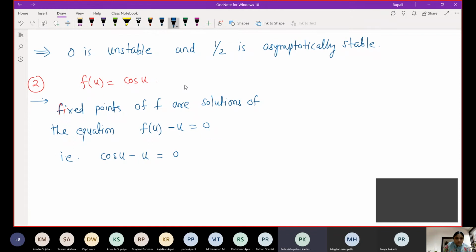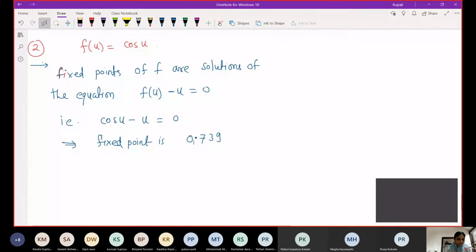Yes. If I want to find fixed points of f, it means f(u) is equal to u, so it must satisfy cos u is equal to u. So the points u which satisfy cos u is equal to u. If I solve this with numerical analysis, this gives me the fixed point 0.739. Using numerical analysis we solve it, because this is a non-linear equation. So the fixed point for this is 0.739.